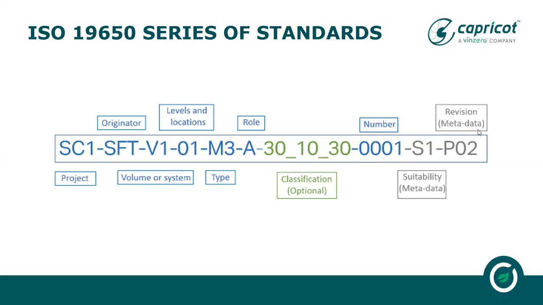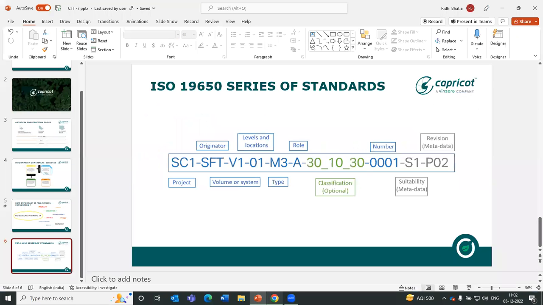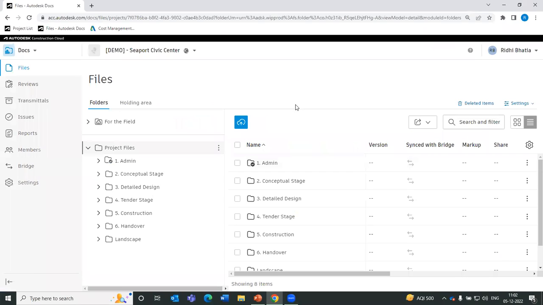These are other aspects and other attributes for the file name which we can use. So let's just get into the platform now and see how we can set the file naming standards on the Autodesk Docs platform. Okay. So this is the Autodesk Construction Cloud, and we are right now in the Docs platform. Okay, so here in the Files tool, we are organizing our files in different information containers.